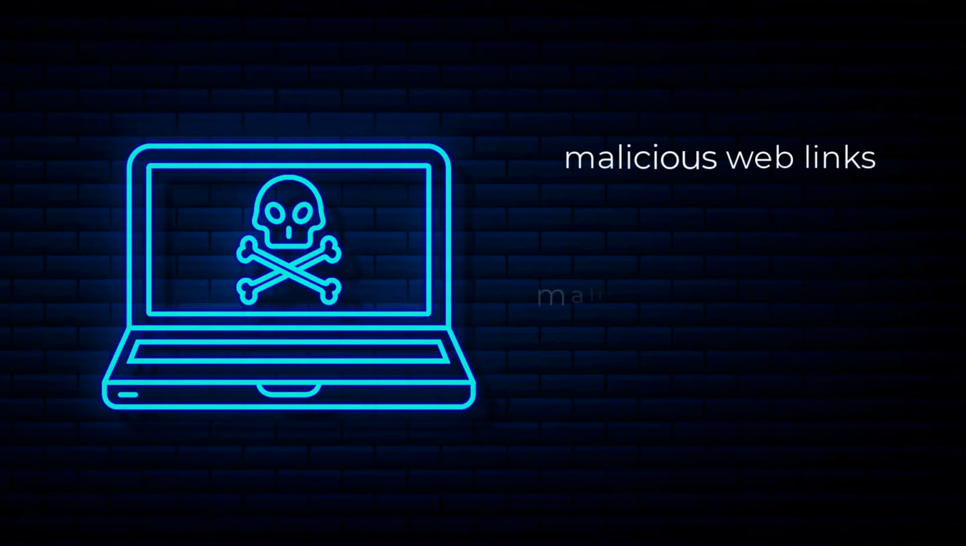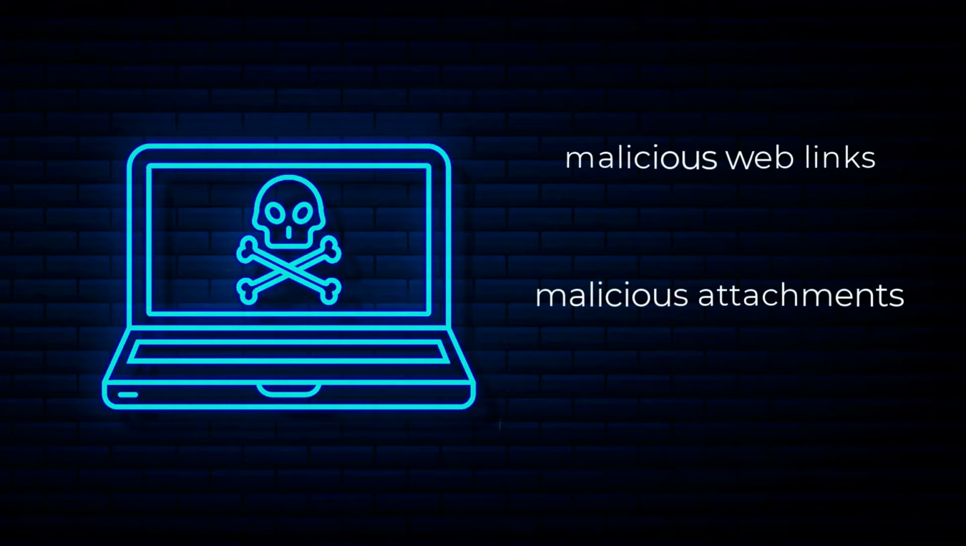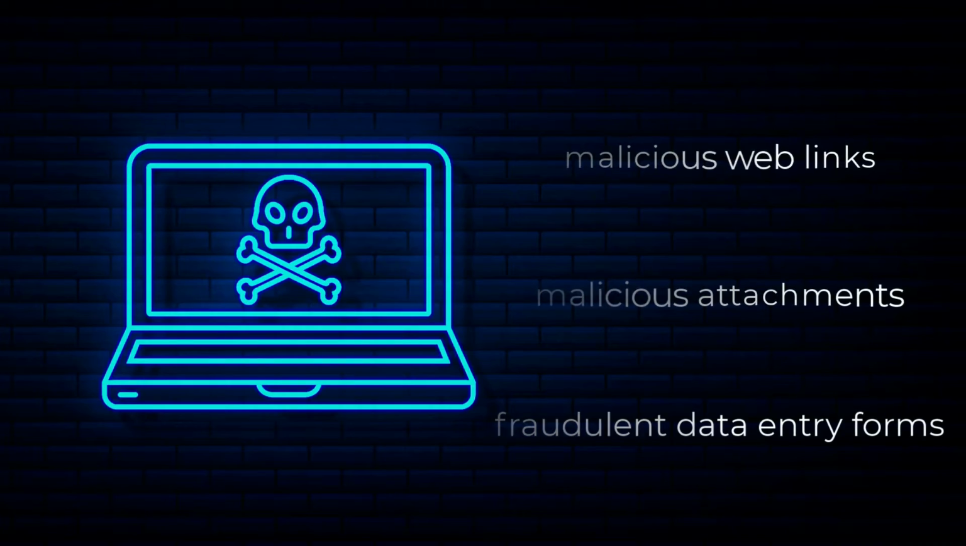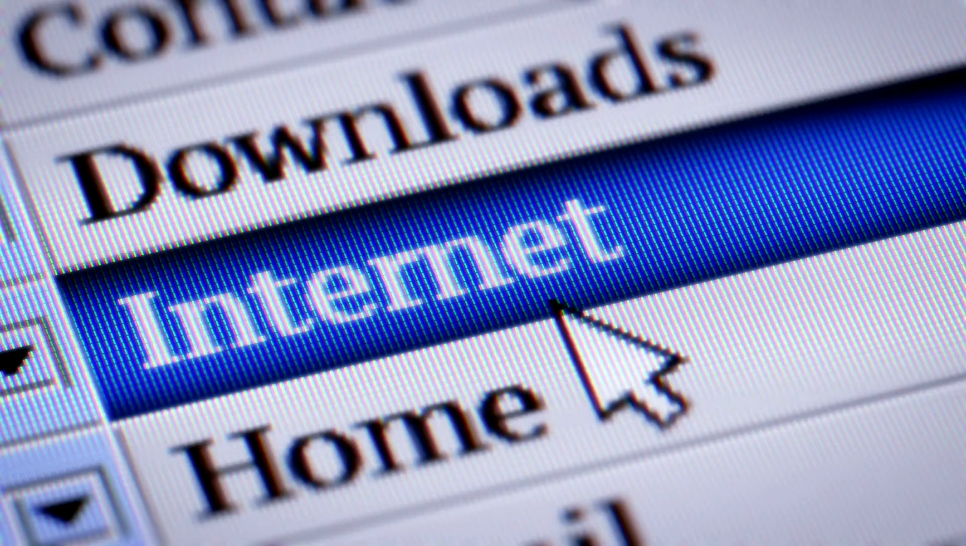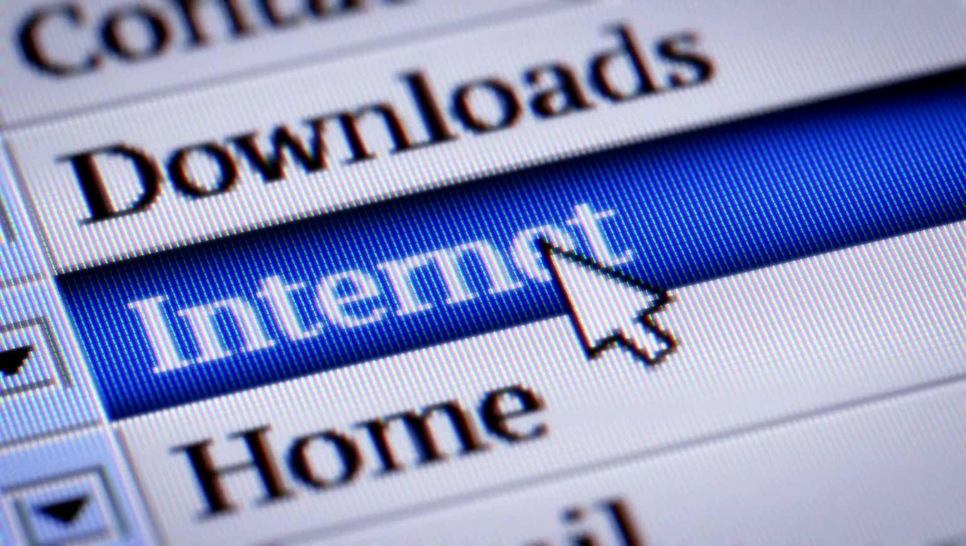In typical phishing attacks, the cybercriminal may use malicious web links, malicious attachments, and fraudulent data entry forms. These attacks can lead to the exposure of personal information, access to confidential files, financial implications, or the disruption of services.